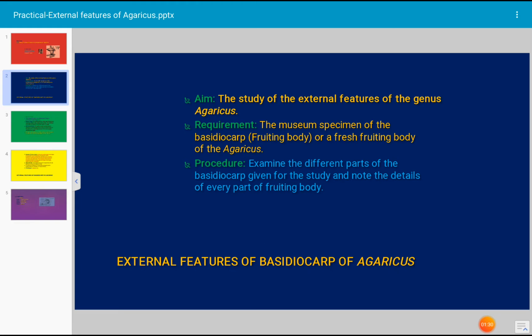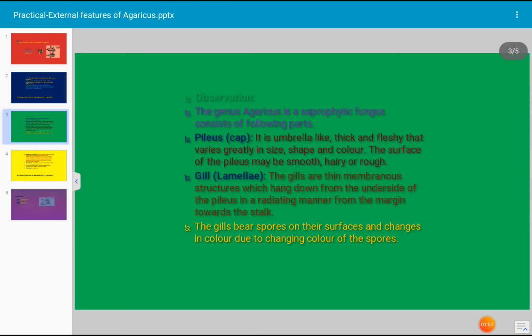Let us see what the procedure of the practical is. You have to examine the different parts of the basidiocarp given for your study. That is, you have to observe the museum specimen of the basidiocarp and note all the details of every part of the fruiting body of Agaricus. Let us see what we have to observe and what we have to write.